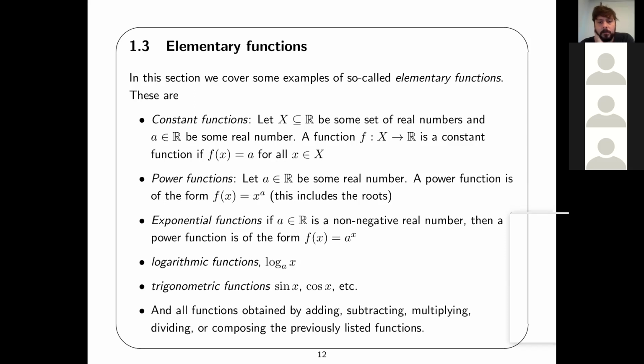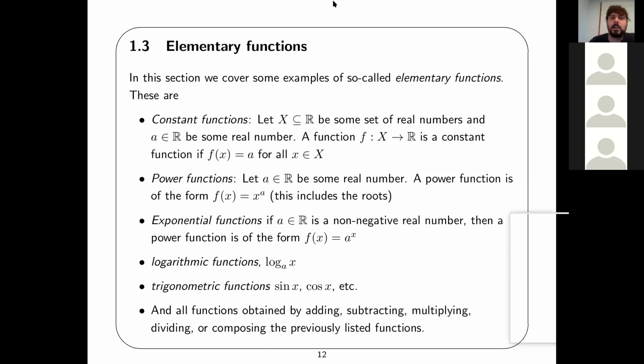Exponential functions, if we have a non-negative real number a, then... there's a typo there. The slide says power function, but it should be exponential function, not power function. An exponential function is something that is of the form f of x equals a to the power of x.